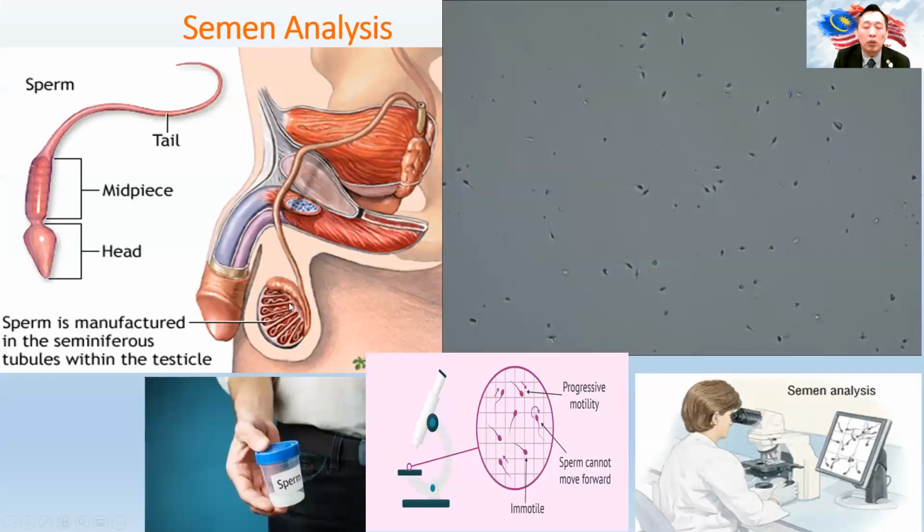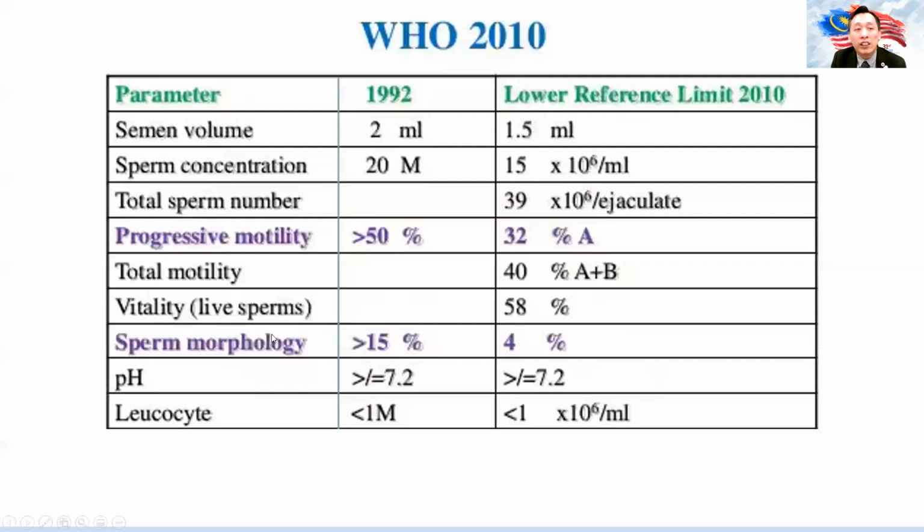Normally the testes have 2 functions, to produce testosterone and also to produce sperm. All right. Normally semen analysis is done under a microscope. Total concentration about 50 million in the latest reference. All right. Total sperm is 39 million, progressive motility is 32%, motility about 40%. Normally the pH is alkaline, the morphology about 4%.